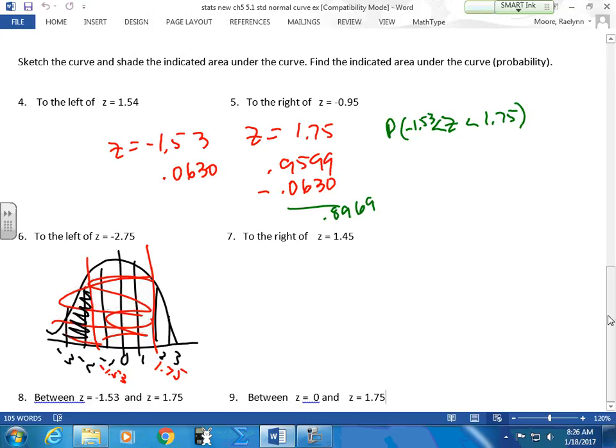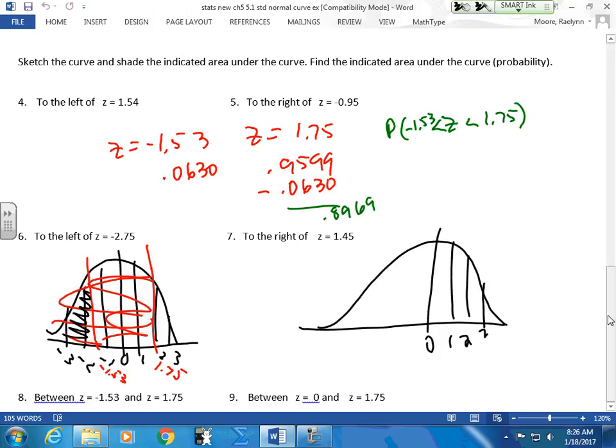Okay, and the last one, we're between 0, here's a 0, and 1.75. Guesstimate. 34. 40. So how much between 0 and 1? How much did we decide between 0 and 1? 34 was half of 68. And about halfway through here. So we know it has to be bigger than 34, right? It has to be bigger than 34.